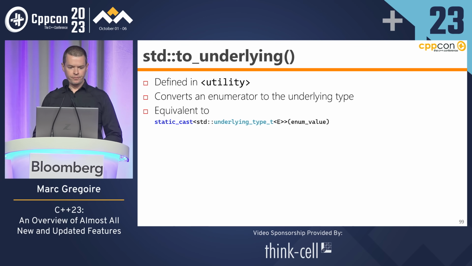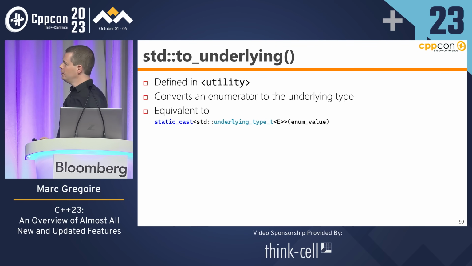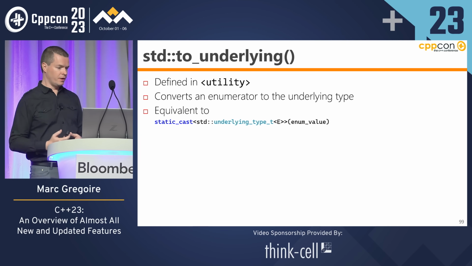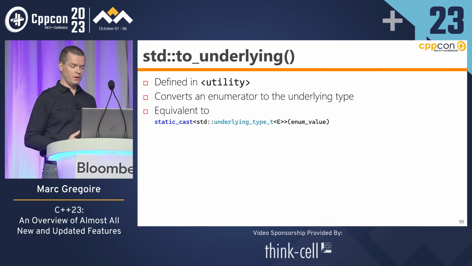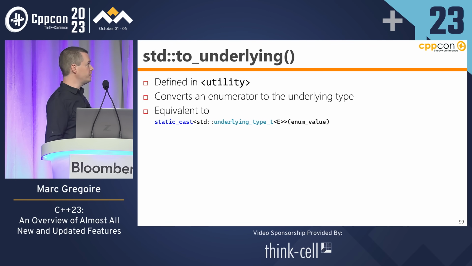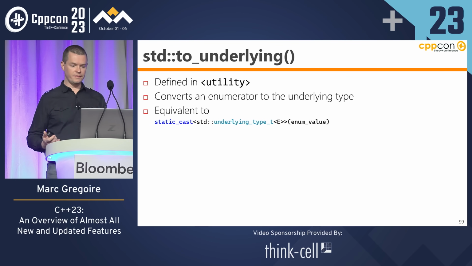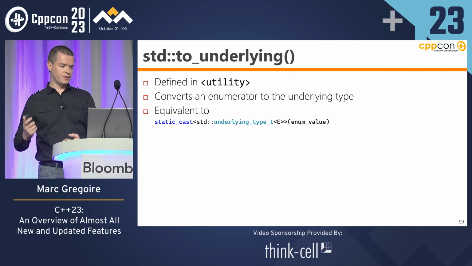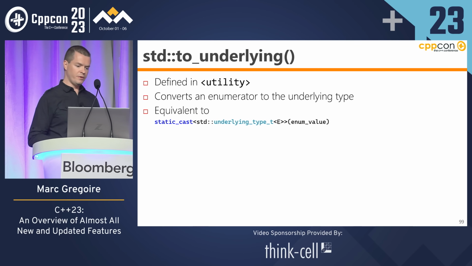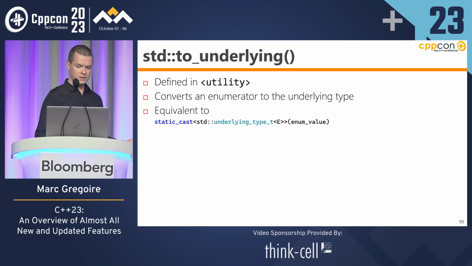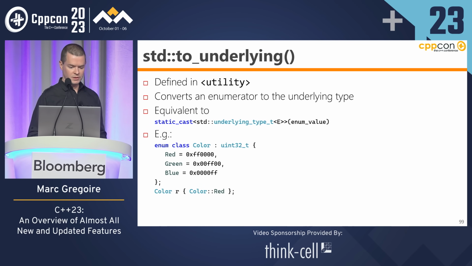to_underlying, it's defined in <utility>. What it does is convert an enumerator to the underlying type. So in the past, you could do something like this. You can do a static_cast to std::underlying_type_t of E, my enumeration type, of a certain value. This is ugly. So let's look at an example.